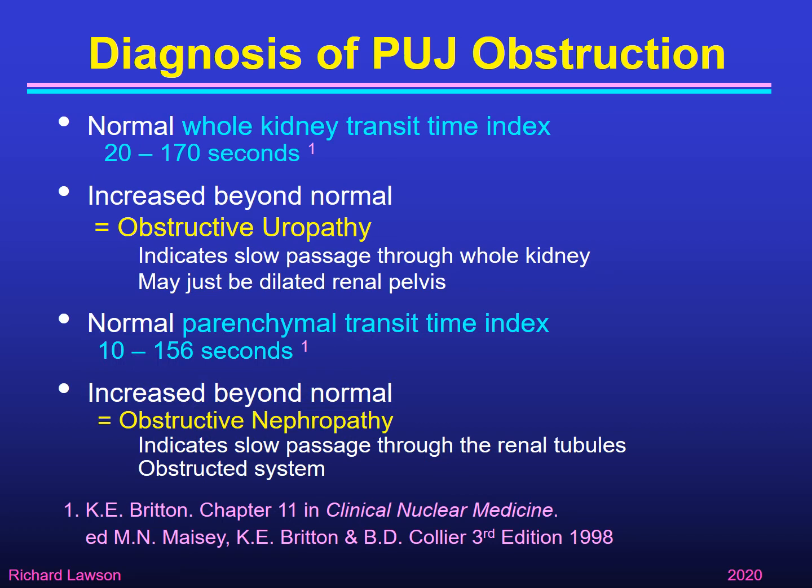But if you look at the parenchymal transit time index, in a normal that should be between 10 and 156 seconds. And if it's increased beyond that, that's what he calls an obstructive nephropathy, and that indicates a slow passage through the renal tubules, and that's an obstructed system, showing that the parenchymal transit time is increased, not just the whole kidney transit time.